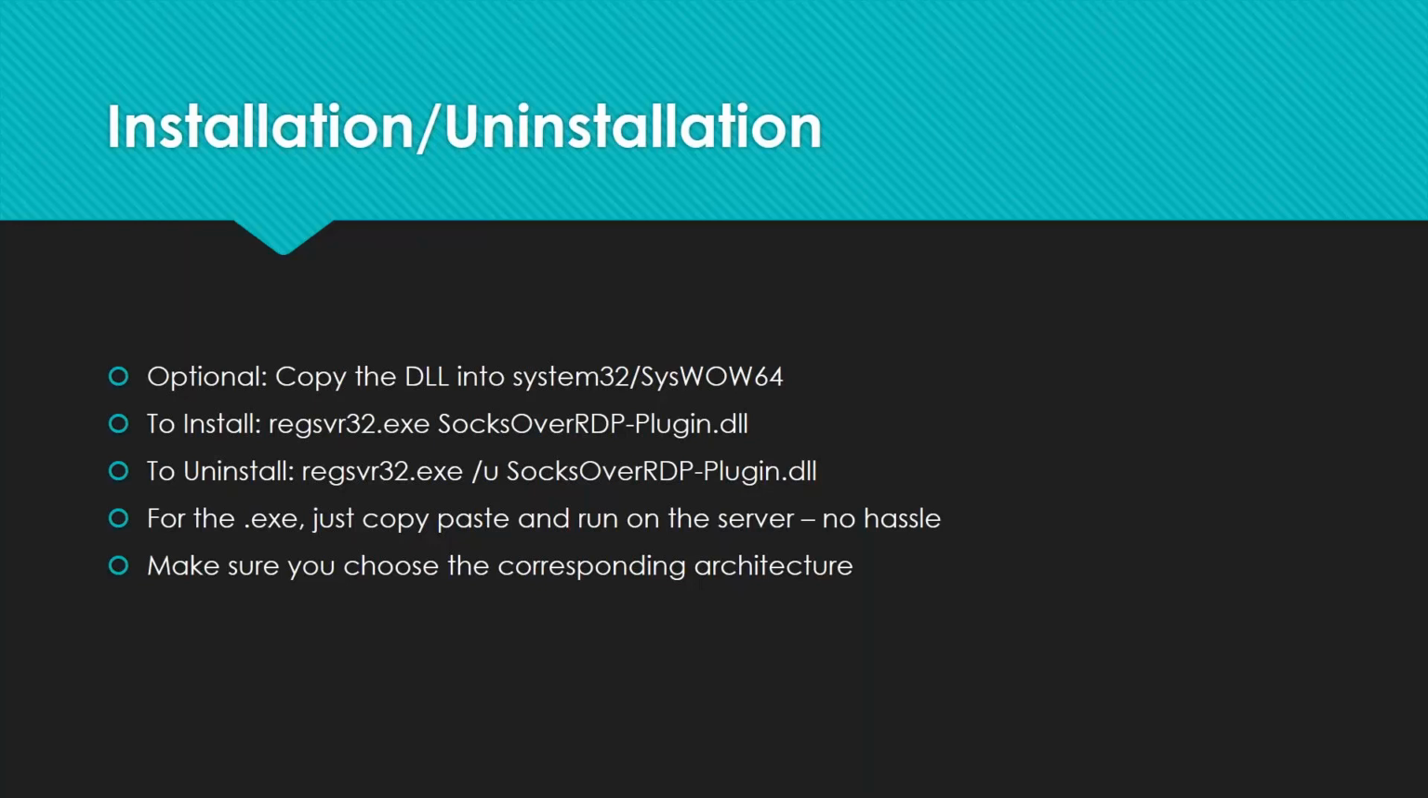One thing that I need to make sure I mention is that you need to choose the right architecture. The tool is compiled for x86 and x64. So if you are using 64-bit on your client, then you need to get the 64-bit version of the DLL. And if you are using 32 bits on the server, then you need to get the exe for the 32-bit build.